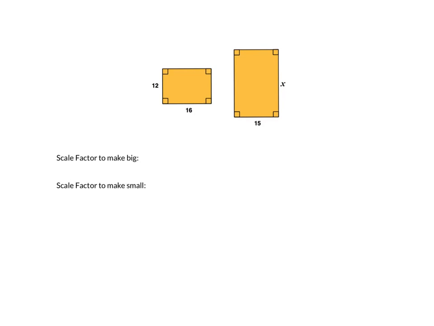All right, let's look at this one. Again, we have to identify corresponding sides. So the short side of this rectangle is going to correspond to the short side of this rectangle. To find the scale factor that makes it big, I'm going to think, how many 12s will it take to make a 15? I can fit one full 12 in there, and the next group is only 3 out of a 12.